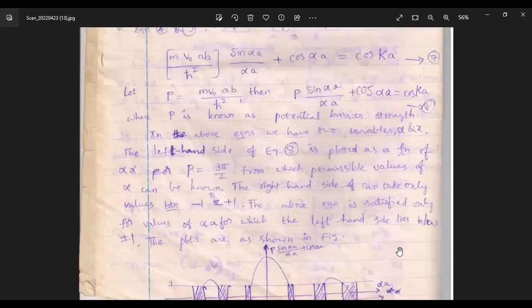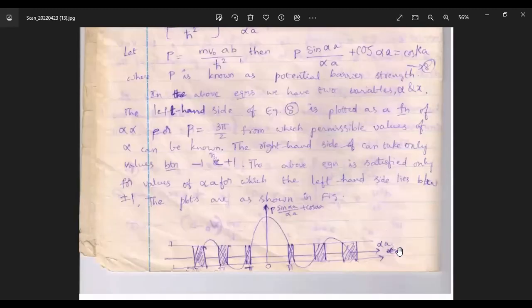Okay, so the left hand side of equation 8 is plotted as a function of alpha for P equal to 3 pi by 2, from which the permissible values of alpha can be known. If we substitute 3 pi by 2, we can get the permissible values of alpha. Here alpha, what does it represent?